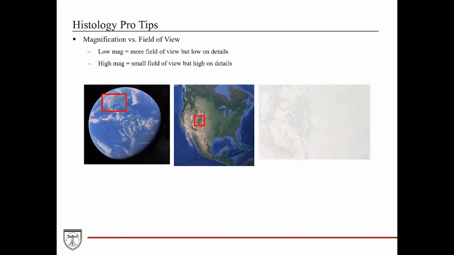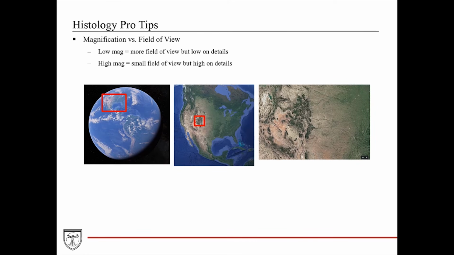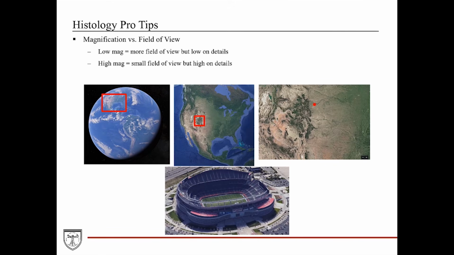Zoom in a little further. Again, the field of view has become even smaller, but the details have increased. When we zoom in one more time onto this tiny little dot, now we're looking at something super specific and detailed. But unless you're from Denver or you're a Broncos fan, you may not know that this is the Empower Stadium at Mile High, which is in Denver, Colorado.